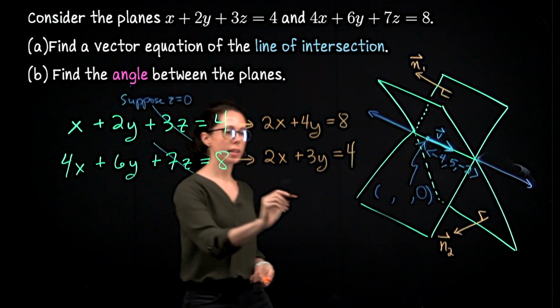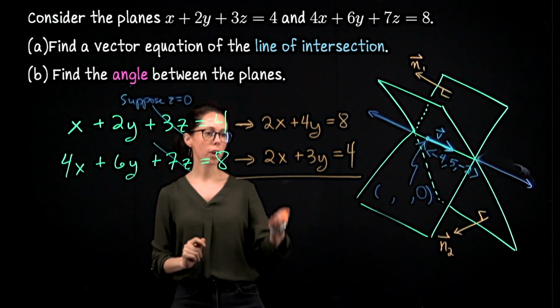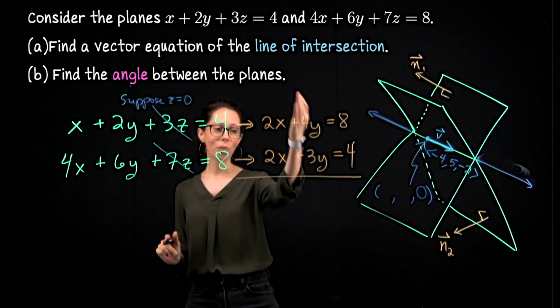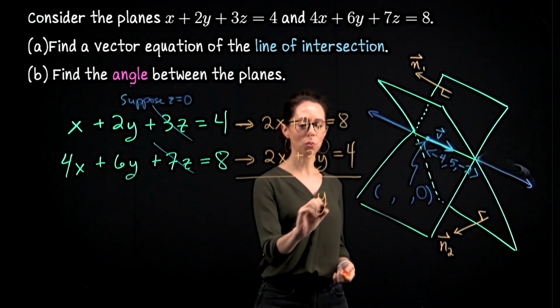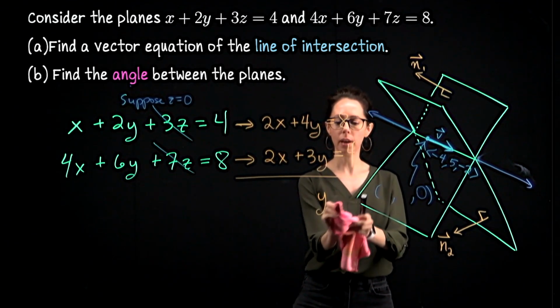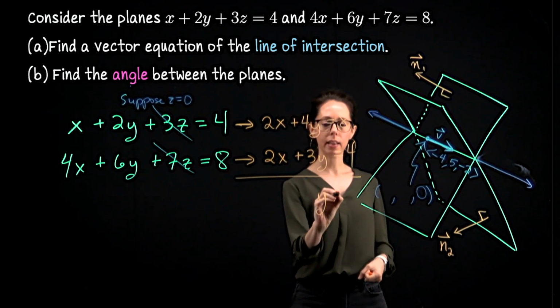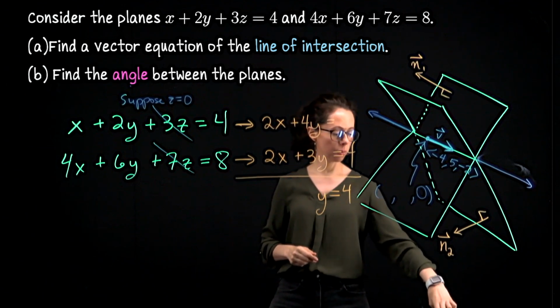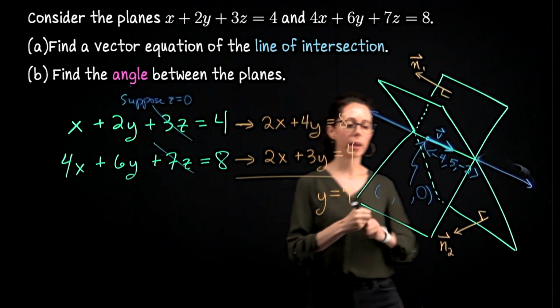Now I have x coefficients matching, which means if I subtract the second equation from the first one, we'll have 2x minus 2x is 0. 4y minus 3y is great. That's just plain old y. And on the right-hand side, we have 8 minus 4, telling us that with this z coordinate of 0, we should fill in a y-coordinate of 4.